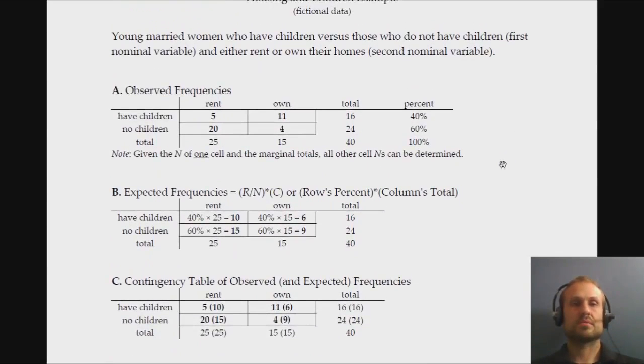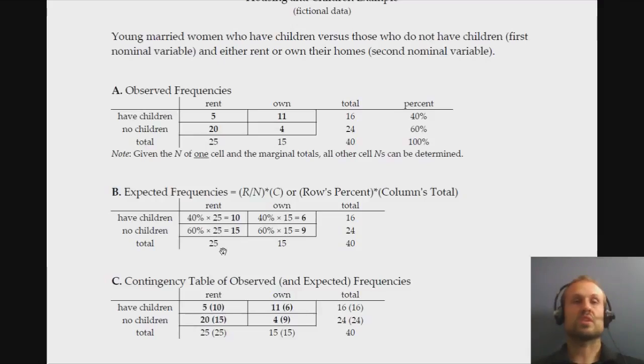Now, what do I expect the frequencies to be if these two factors, if these two variables were independent of each other? Well, I have 25 people that rent. 40% of all the women have children. So if I take the 25 and it really didn't matter renting or owning, I expect 40% of that 25 to have children. And I expect 60% of them to not have children.